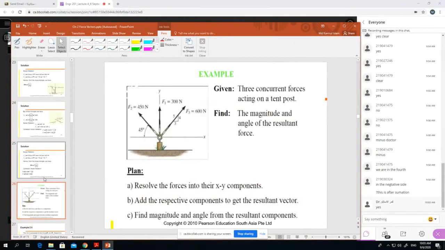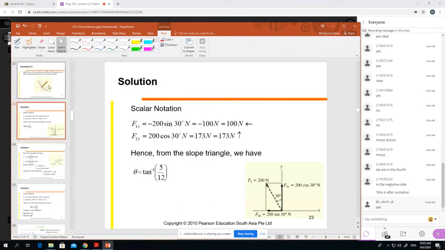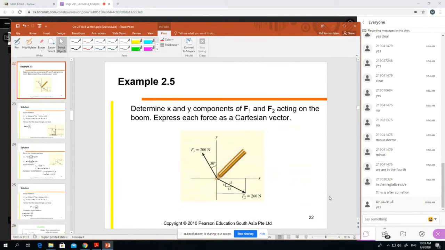Now if we have time, we will do one example. We will do this example now. Determine the x and y component of F1 force and F2 force acting on a boom. This is the boom. Express each force as a Cartesian vector. The question is simple: just express as x and y components.